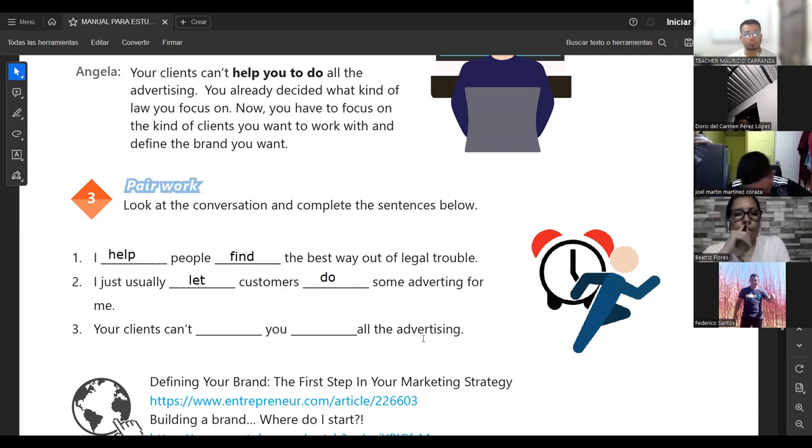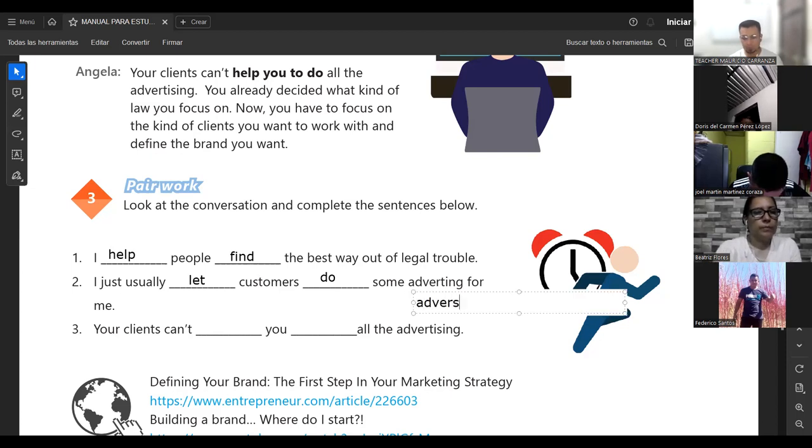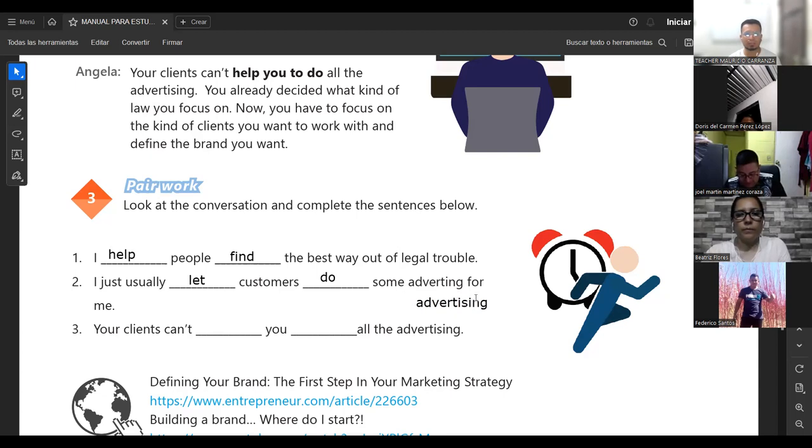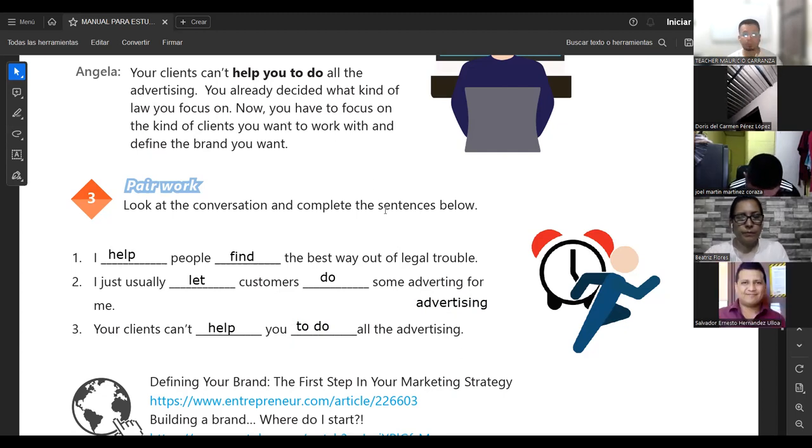Well, actually, this word is advertising. It's missing the letter. It says adverting. That doesn't exist. Okay, number three, your clients can help you to do all the advertising. Advertising. Okay.